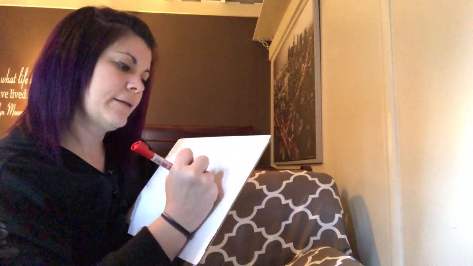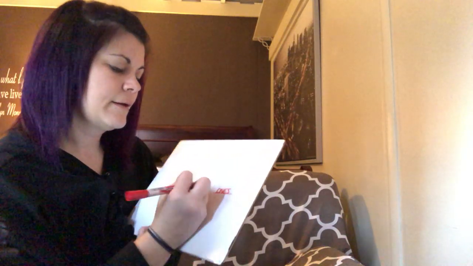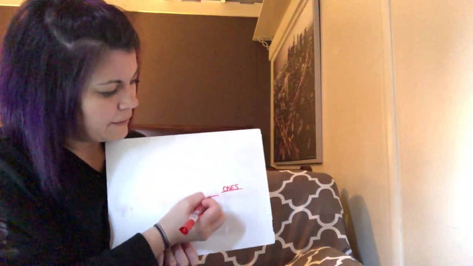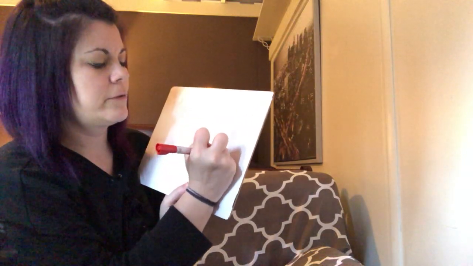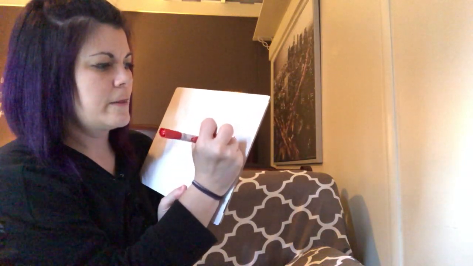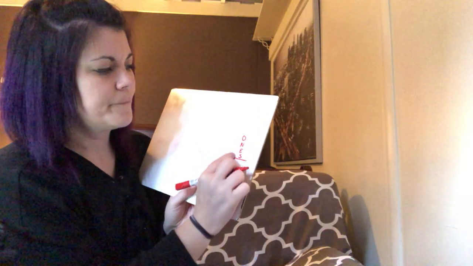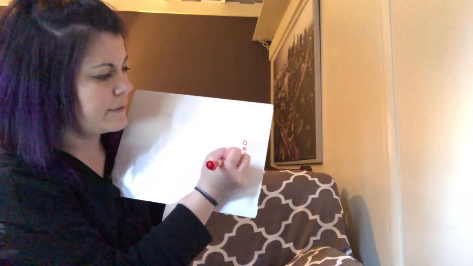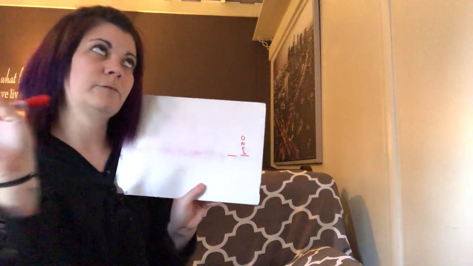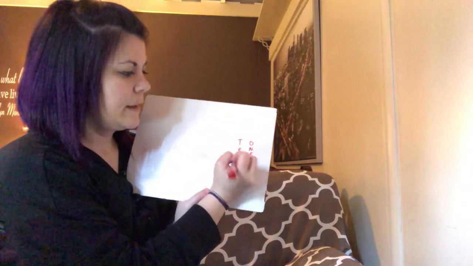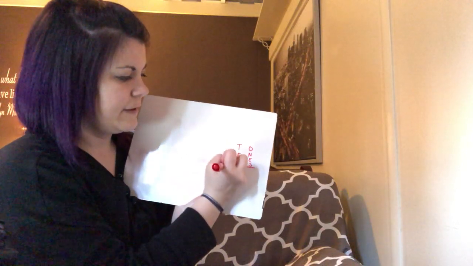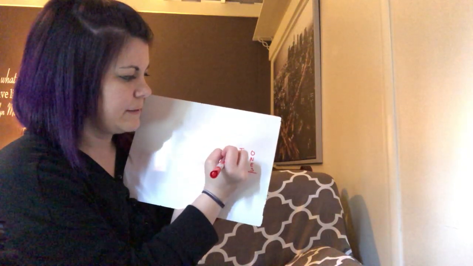Our first place value is called the ones place. Actually, I'm going to start over and do this way and go that way so I can write more. So we have the ones place, and then to the right of the ones place, we have the tens place. And then after the tens place, we have the hundreds place.